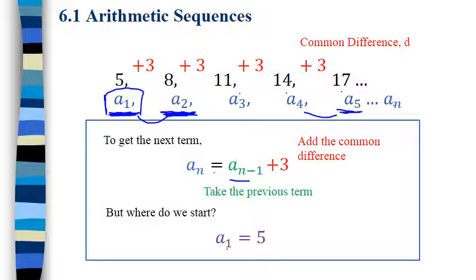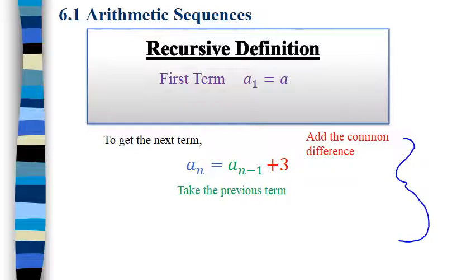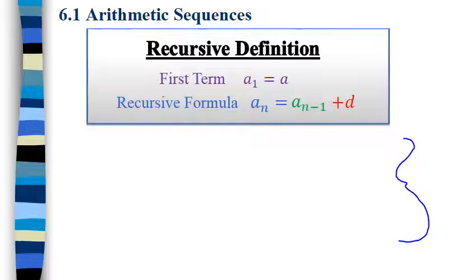Okay, let's put that into an official form. This is called the recursive definition. So this is what we had in the last slide. If we take this, we always start with the first term, and we call that a sub 1 equals some number. And then the recursive formula says, take the previous term and add the common difference to it. And that's all the recursive formula is.